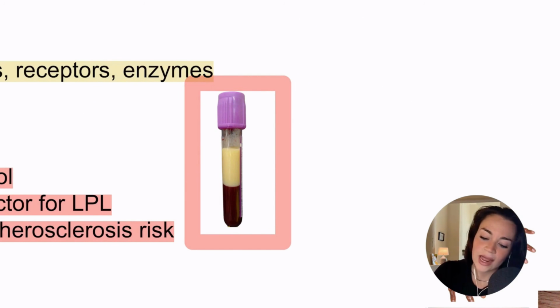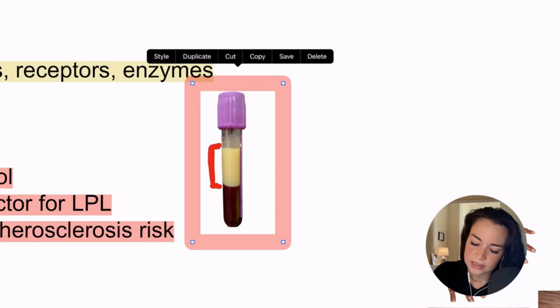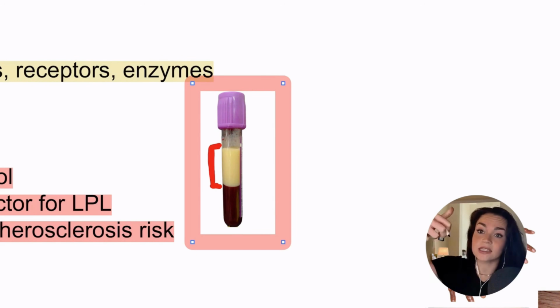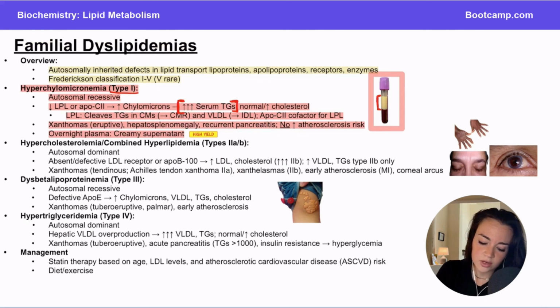And what happens in a patient with familial hyperchylomicronemia is you're going to see right here this creamy supernatant. Those are lipids that rise to the top of the tube. Oftentimes they will even give you this picture explicitly. And this is very specific for familial hyperchylomicronemia. You can do overnight plasma tests for some of these other familial dyslipidemias, but they won't be very specific.